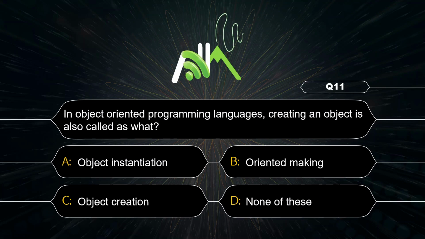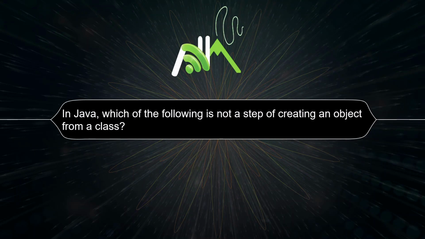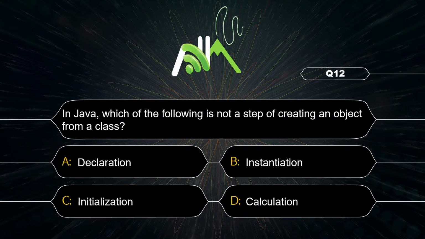In an object-oriented programming language, creating an object is also called what? Object instantiation. So option A is correct. Yes, you have to read the question properly. Not a step of creating an object. So calculation is not there, the remaining three are there. So here the correct answer is D.